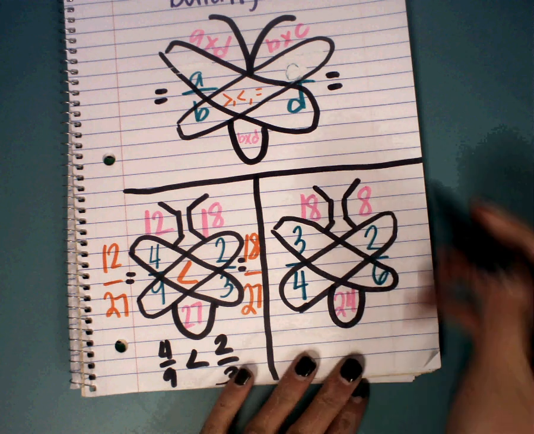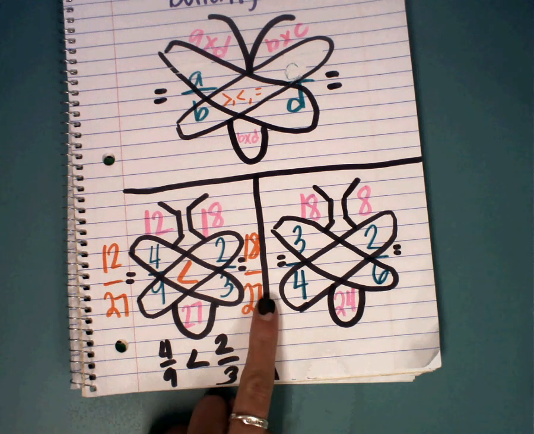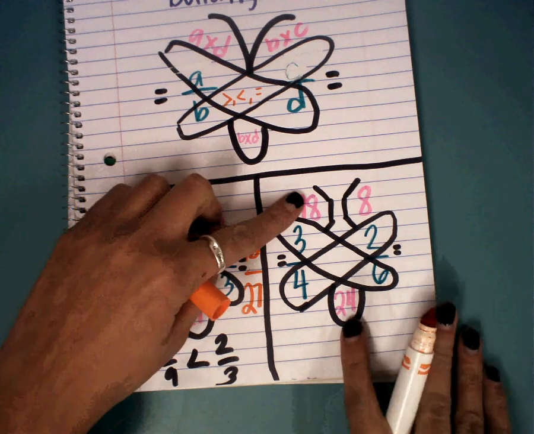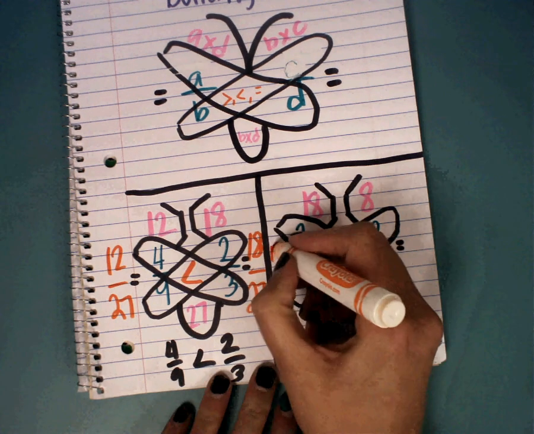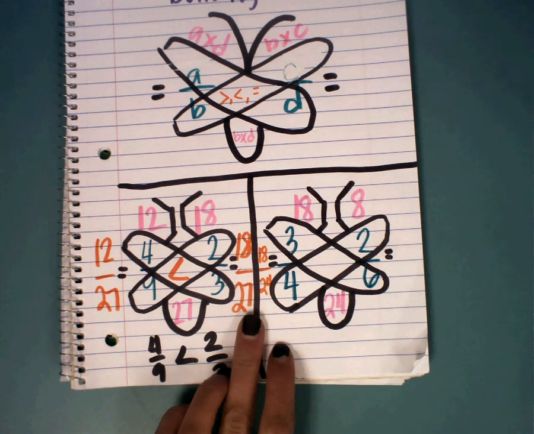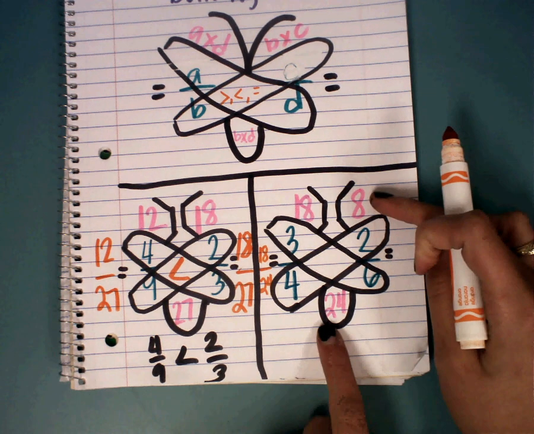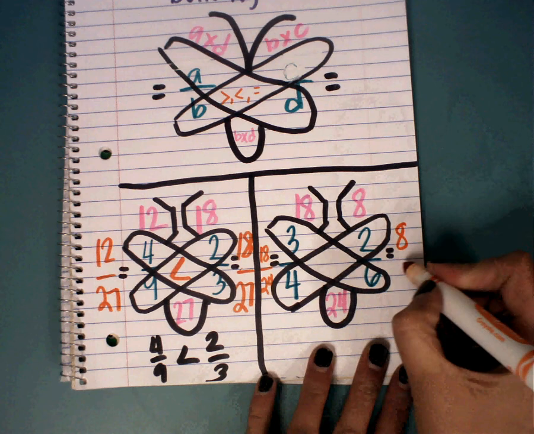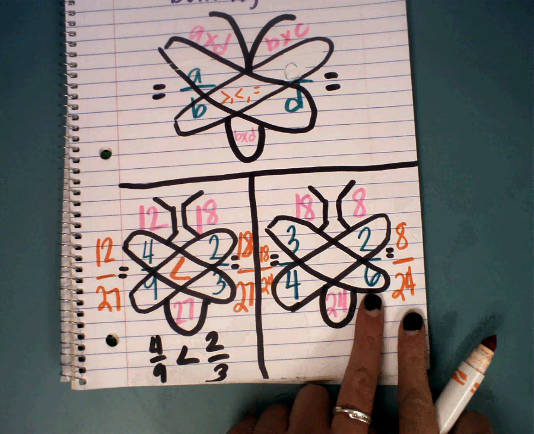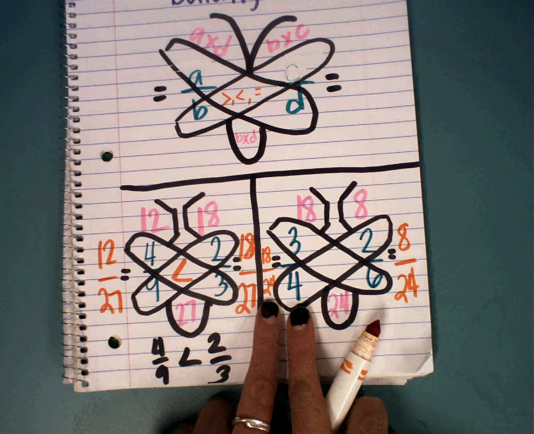Okay, so now I need to draw my equal signs and find out what these fractions are equivalent to. What fraction is 3/4 equivalent to? It's equivalent to 18/24. Kind of small, but you know what I'm writing. 18/24. Over here, it's what? 8/24. So this 2/6 is equivalent to 8/24, and 3/4 is equivalent to 18/24.